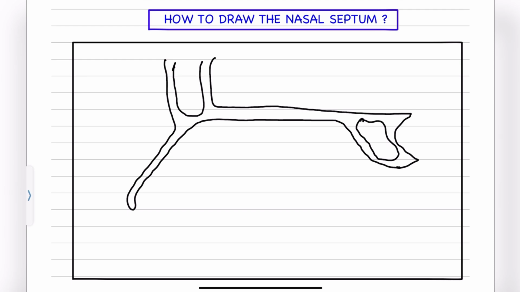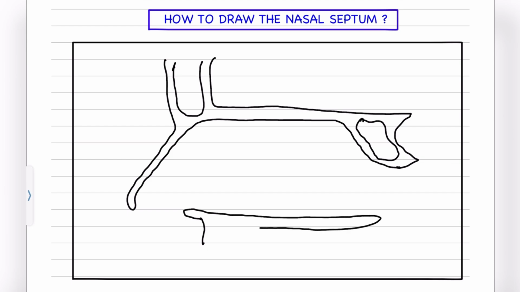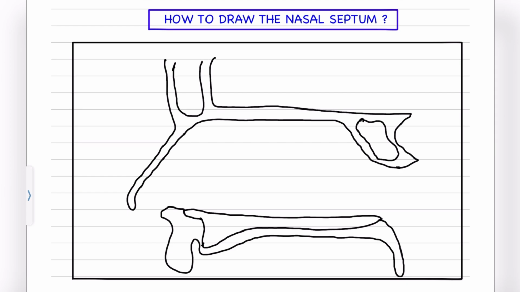the bone. Now inferiorly draw the bony structure, that is the maxilla and the palatine parts like this, and then skin will come just symmetrical to the bone. Now this is the palate. All right, now let's draw the cartilage.